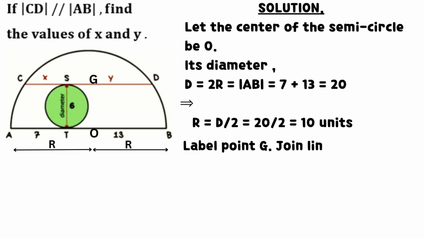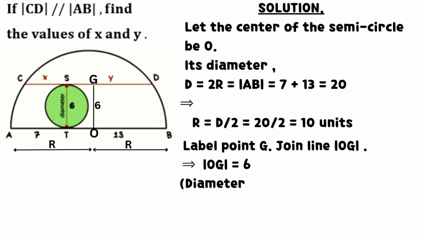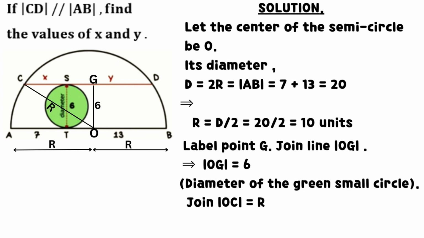Label point G. Join line OG. It implies that line OG equals 6 units. This is equal to the diameter of the green small circle. Join line OC, which equals r, the radius of the semicircle. If we join line OD, COD will be an isosceles triangle. Let's consider triangle COG.